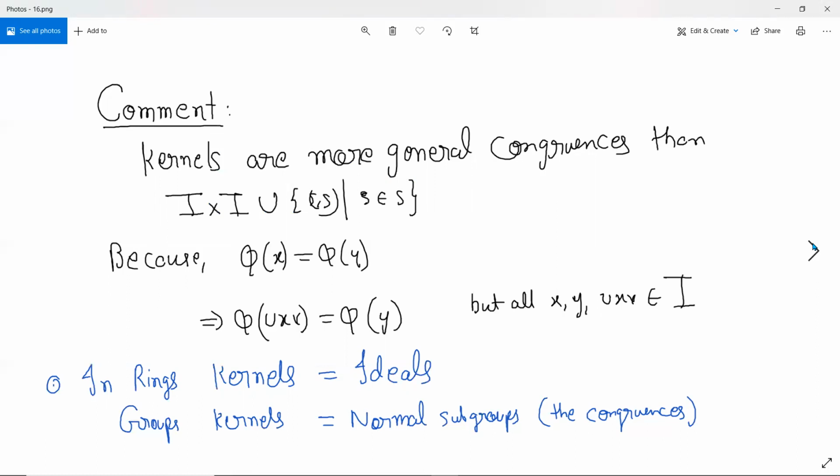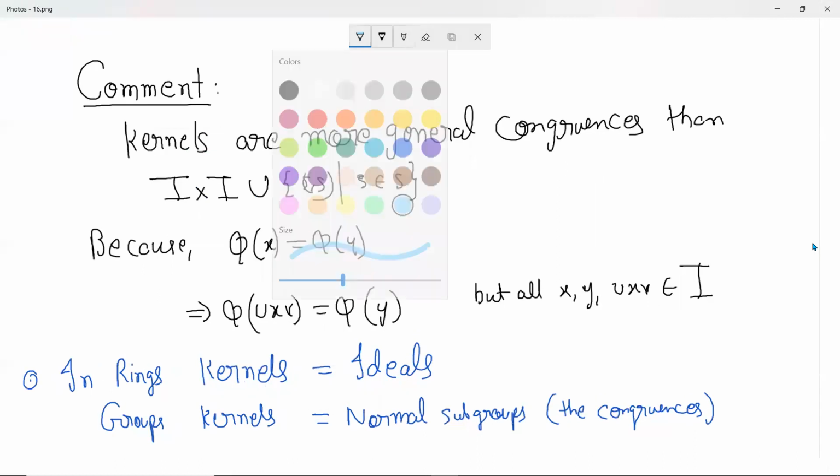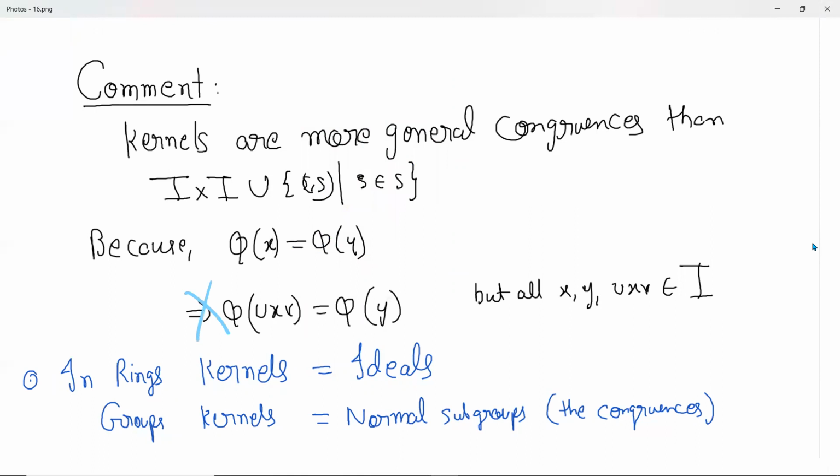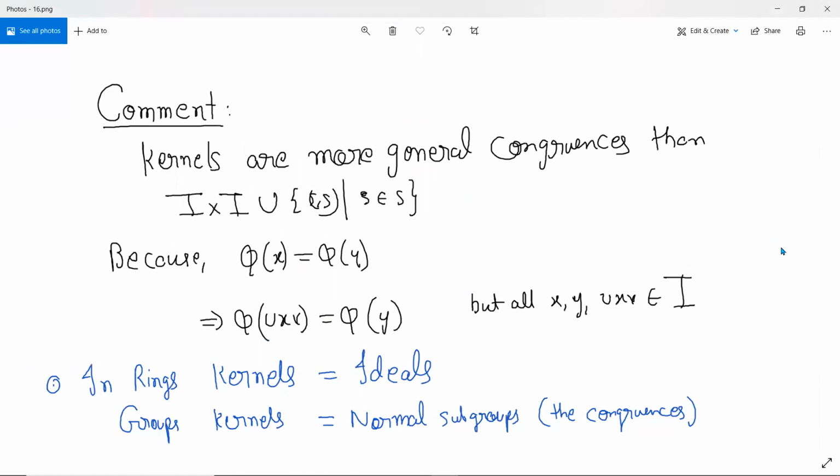So there is a mistake here. Here I meant to say it does not imply. By this I mean to say that not all kernels come from ideals. This doesn't happen in other places, and that's why I'm making the distinction, because in groups and rings, every ideal leads to a kernel and so on. But here this is not the same thing. So here ideals are special cases and kernels are more general.